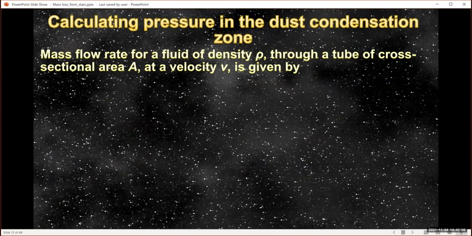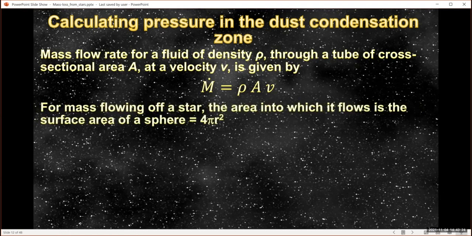Now, the next thing we need to think about is the material flowing off the star. So I'm going to start with just a basic fluid dynamics thing, where if we have a mass flow rate of a fluid, and that fluid has a density rho, and it's flowing through a tube or pipe of cross-sectional area A, and it's flowing at a velocity v, then we get a mass flow rate of m dot, dm by dt, equal to rho A v. Okay, so that's the density times the area times the velocity.